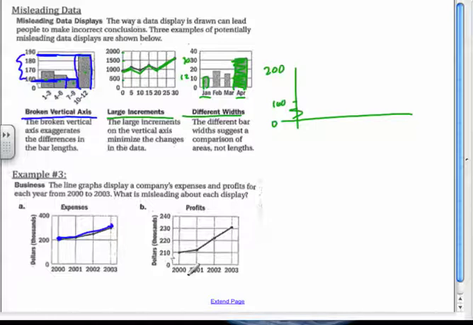If you look at B, what's so misleading about B, Ruben? Looking at this graph, what is it that makes this graph misleading? Well, they are kind of different increments, but what makes that true, Reed? It's a broken vertical axis. So from here to here is 210, and then from here to here is only 10, right? So it exaggerates the change in the profits. It looks like the profits went up almost 200%.